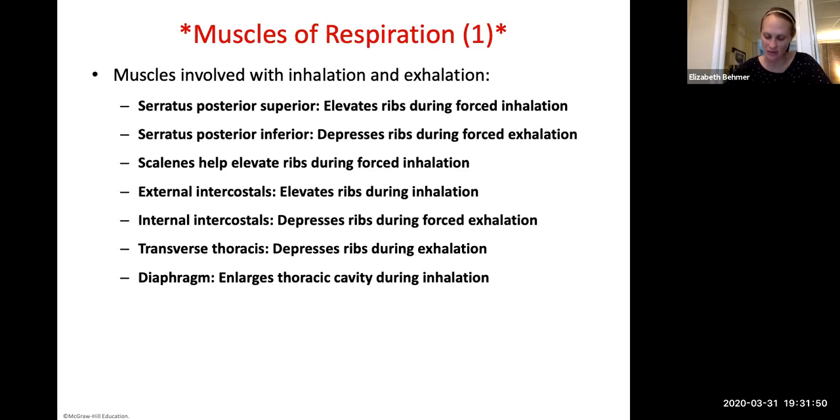You can write those down, and then the muscles involved in exhalation will all depress your ribs or make your thoracic cage smaller. Those are your serratus posterior inferior, your internal intercostals, and your transversus thoracis muscles. So make sure you're aware of this slide to help you answer 7 and 8. And just know there'll be several test questions on the muscles of inhalation and exhalation.